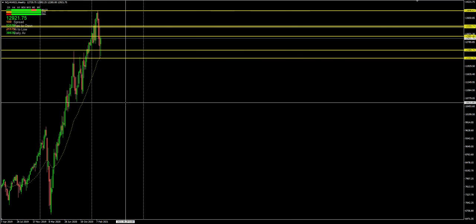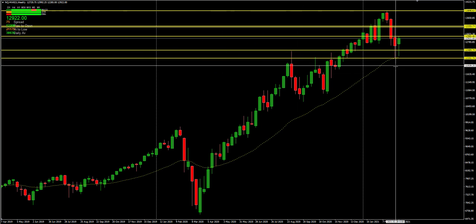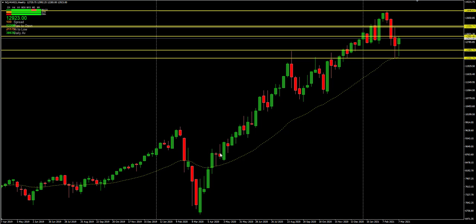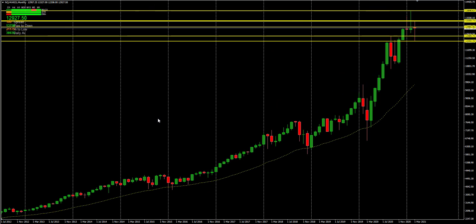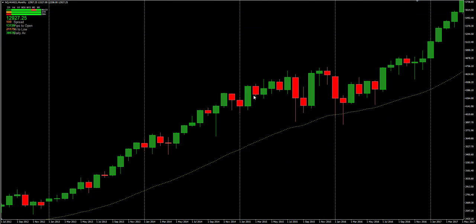But if I go on the weekly chart, this moving average is acting as a support. On the long-term time frames, when price is above the moving average, we are in an uptrend. If I go on the monthly chart, we are still in an uptrend. All right, and this is a talk based only on the moving average. We are speaking from a technical perspective.